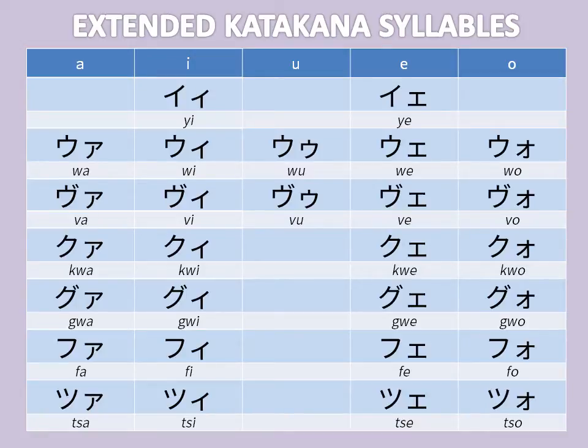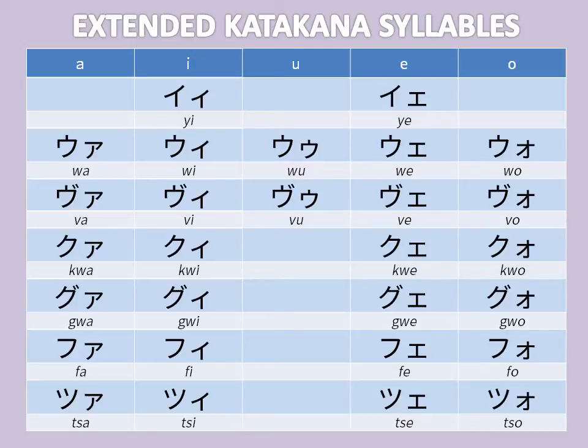Moving on to the fourth row, we have ku and a small a, which converts it to qua. Then ku and small e, qui. Ku and small a, que. Ku and small o, quo. Then next we have ku with a dakuten, which makes it gu. So gu with a small a, gua. Gu with small e, gui. Gu with small a, gue. Gu with small o, guo.